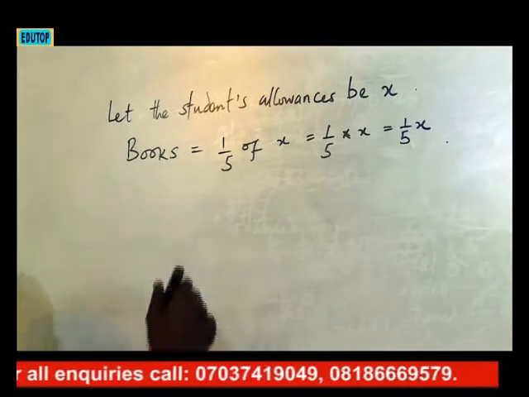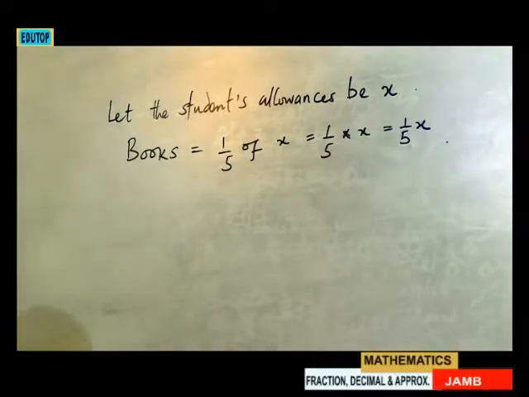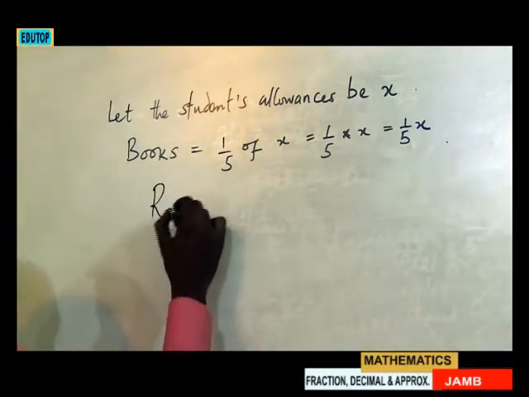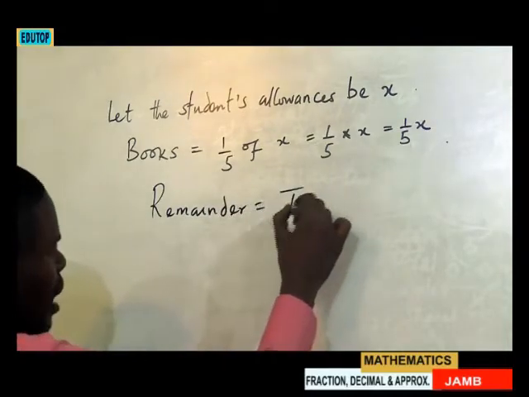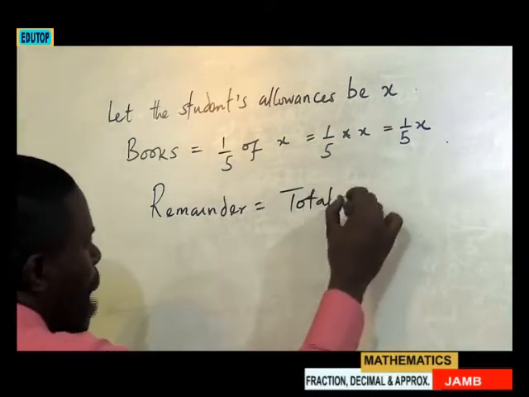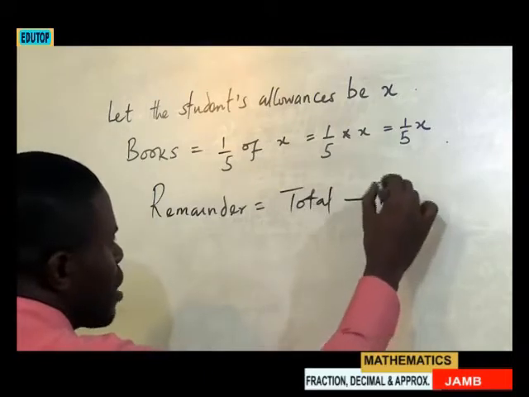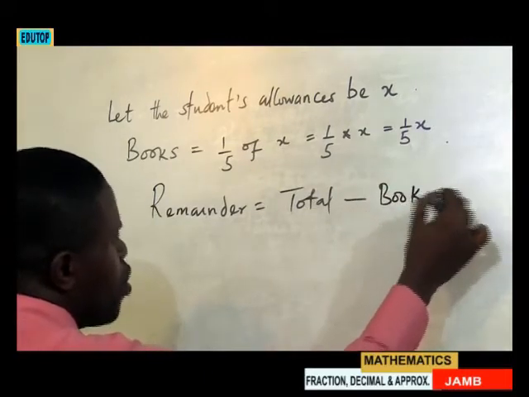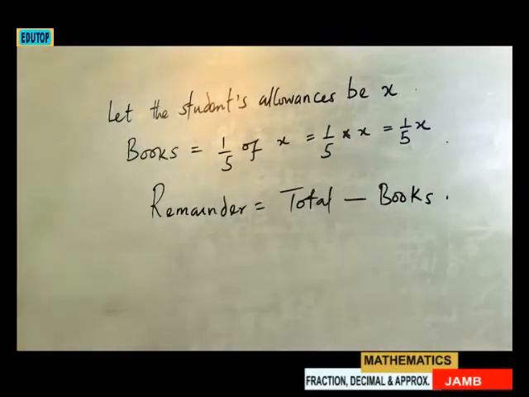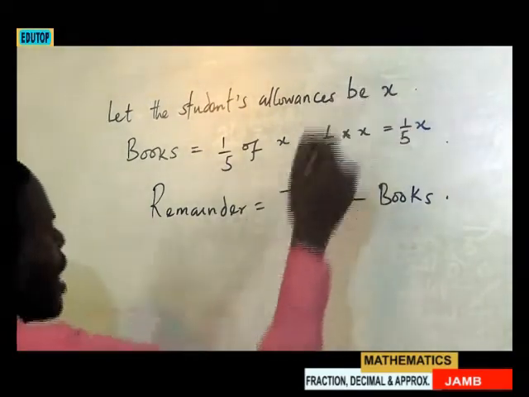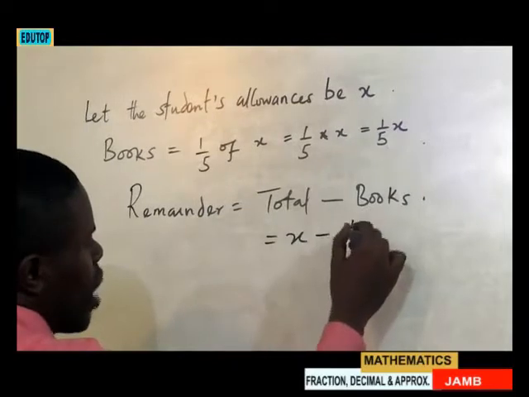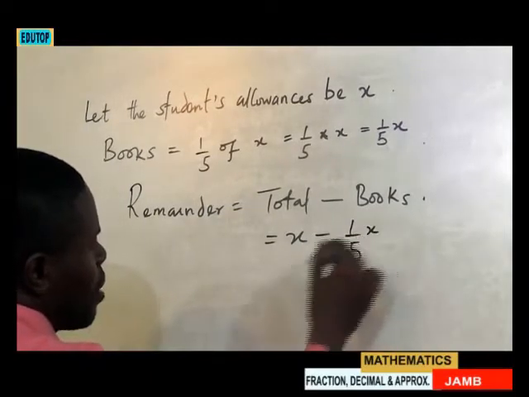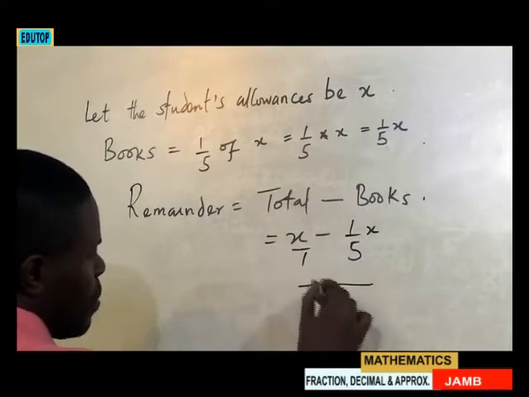The first thing we ask ourselves, we need to find an expression or a fraction for that remainder. Remainder, take note, is usually our total minus the one that is spent on the first project, which is books. Now, what is our total? Our total is the allowances, which is X, minus the one spent on books, 1/5 X. So we take the fraction of this.